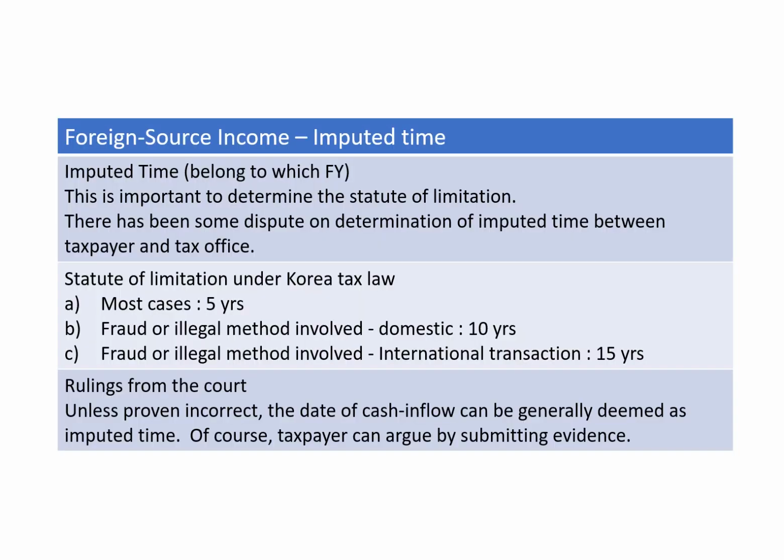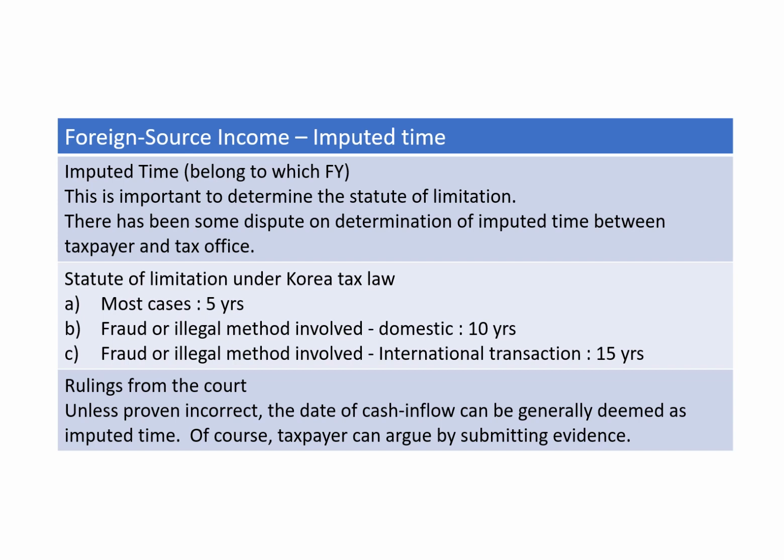Foreign source income: when does it belong to which fiscal year? This is important to determine the statute of limitation. There has been some dispute on the determination of imputed time between taxpayer and tax office. The statute of limitation under Korea tax law is, in most cases, 5 years. When fraud or an illegal method is involved, it is 10 years for domestic transactions and 15 years for international transactions.